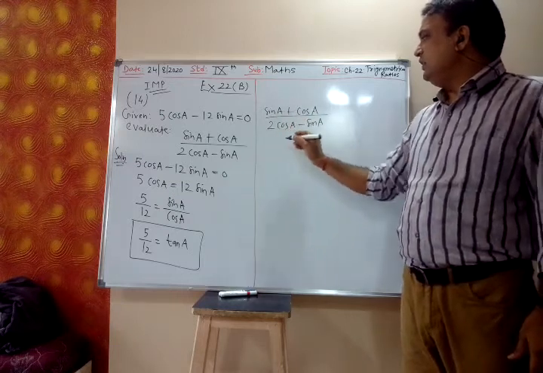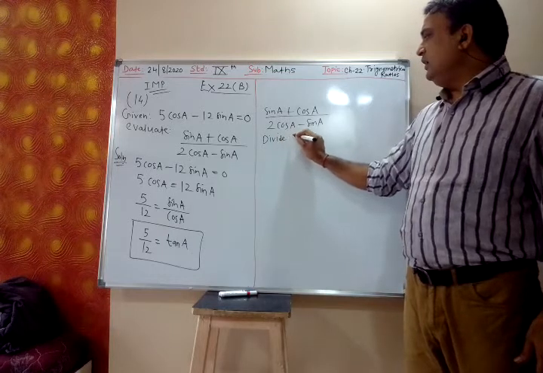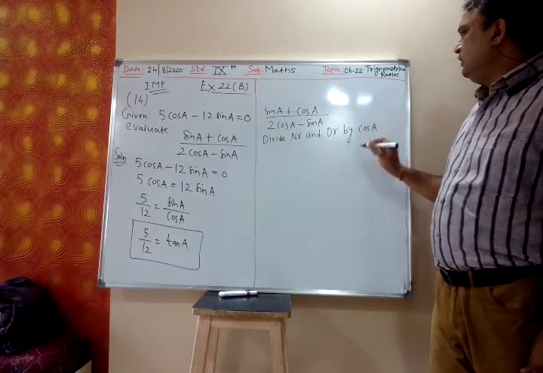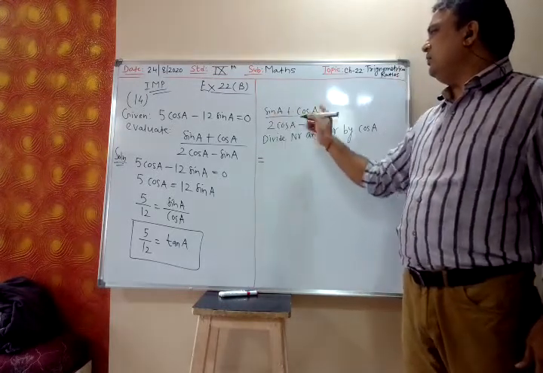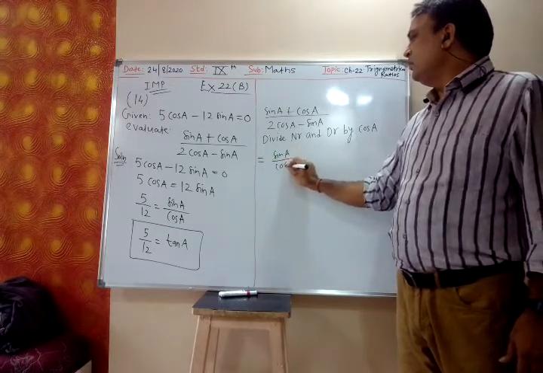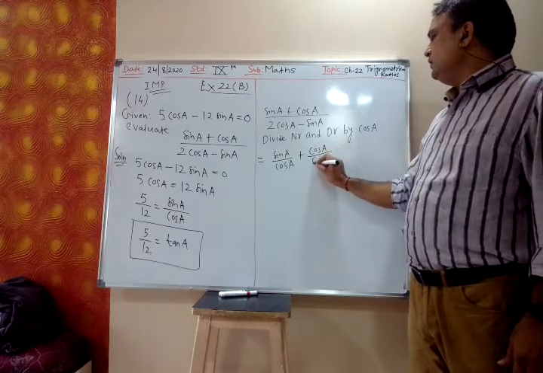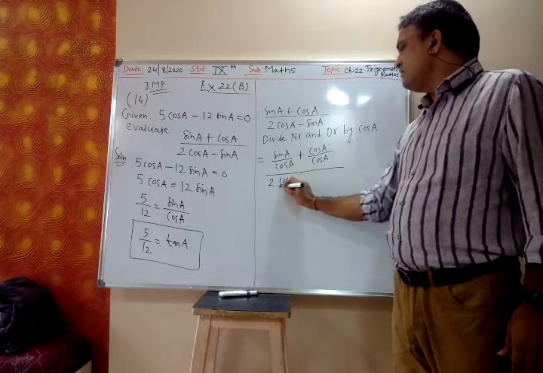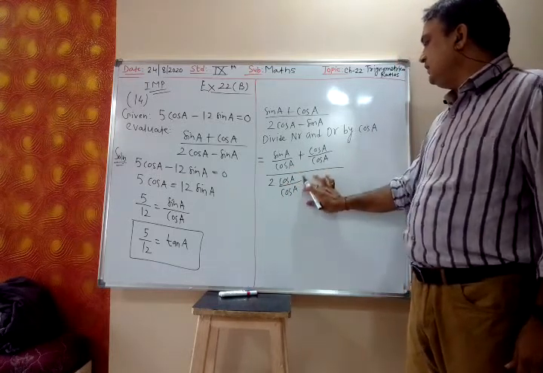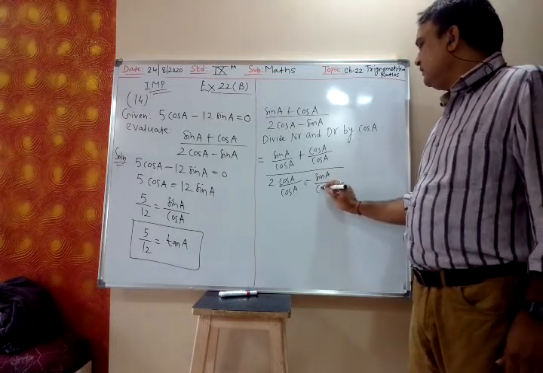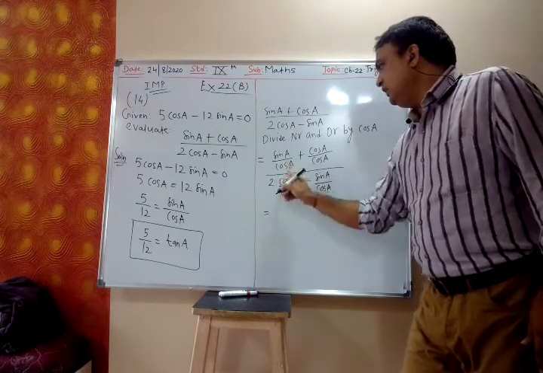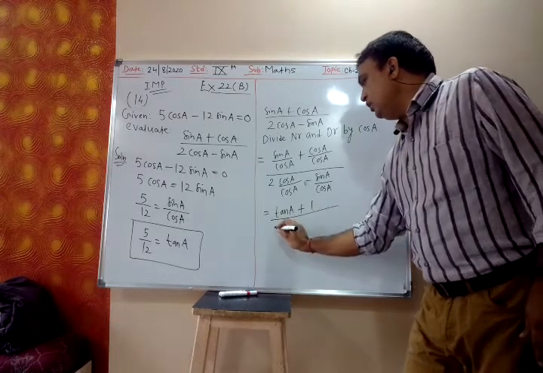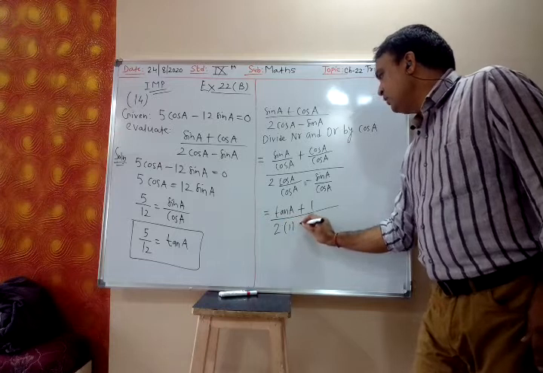It is sin A plus cos A upon 2 cos A minus sin A. So I will divide the numerator and denominator by cos A. We divide each term of the numerator and denominator by cos A. So that will be sin A upon cos A plus cos A upon cos A, and 2 cos A upon cos A minus sin A upon cos A. So sin A upon cos A is tan A. Plus cos A upon cos A is 1, upon 2 into cos A upon cos A is 1, minus sin A upon cos A is tan A.